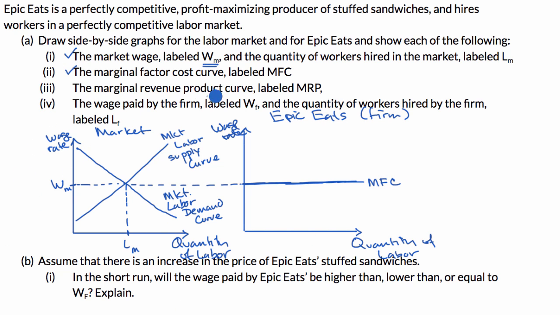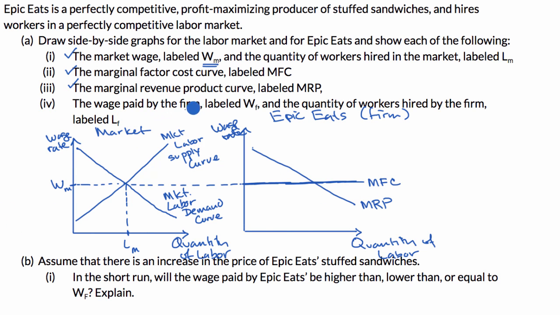The marginal revenue product labeled MRP. Well, the way you typically look at it is for Epic Eats that it has some marginal revenue product at a certain quantity, and then as it hires more and more people, it tends to have diminishing returns. So a typical marginal revenue product curve looks something like this. So that's MRP, did that part.